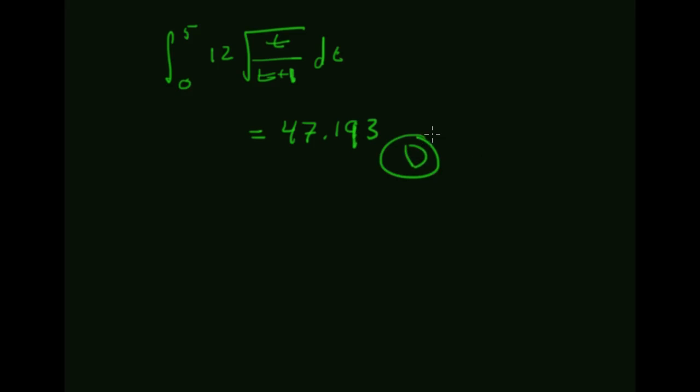Number 10 is incredibly like number 9, the rate is given to us. We have an interval from 0 to 5. So really, it's exactly the same problem. You take the integral from 0 to 5 of 12 times the square root of t over t plus 1 dt. This is a calculator active problem, so you're going to get 47.193, which is letter D.